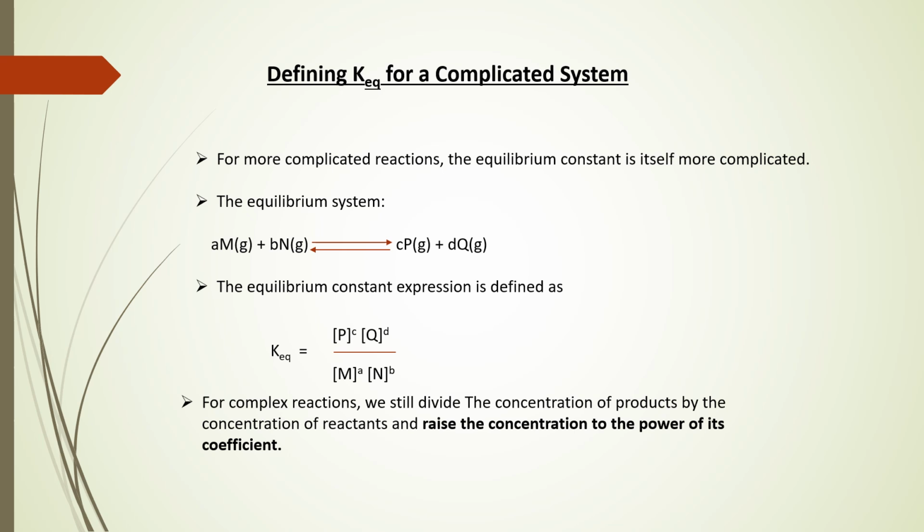Defining KEQ for a complicated system. For more complicated reactions, the equilibrium constant is itself more complicated. For an equilibrium system like the one below, the equilibrium constant expression is defined as follows. For complex reactions, we still divide the concentration of products by the concentration of reactants and raise each concentration to the power of its coefficient.